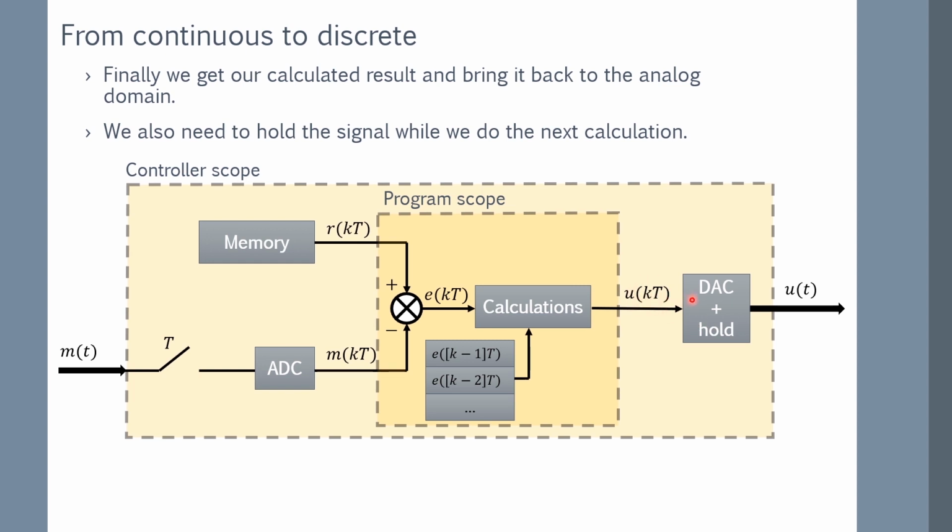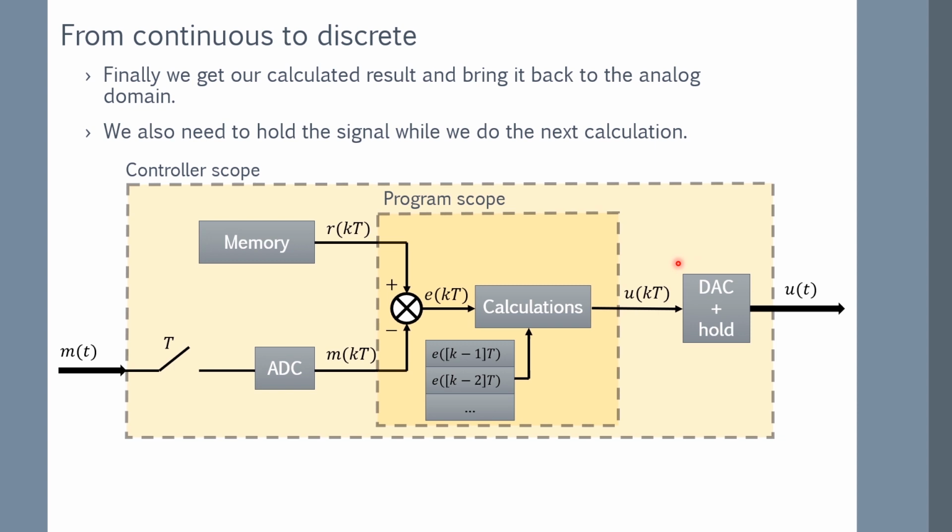And after you do that, you actually have to go back to the analog domain. In order to do that, the microcontroller or the FPGA or whatever it is, will use a digital to analog converter, and it will also hold the signal. So if you update the signal, it's not going to update here and then immediately disappear. It's going to stay there. So this is what we call a hold. And usually we model this as a zero order hold, which is basically hold it steady until you get the next sample.